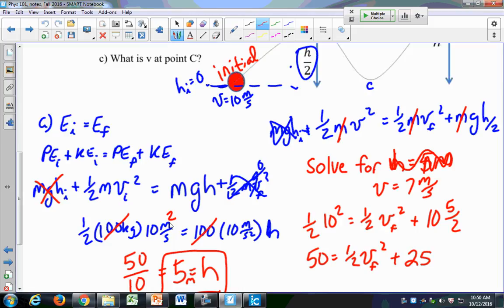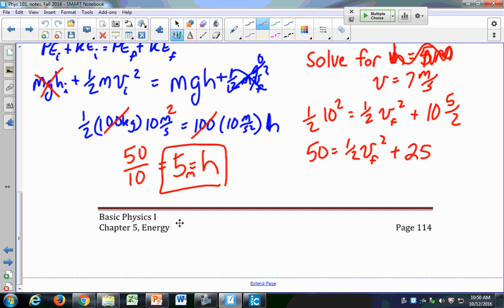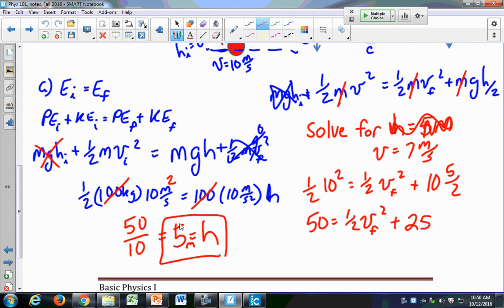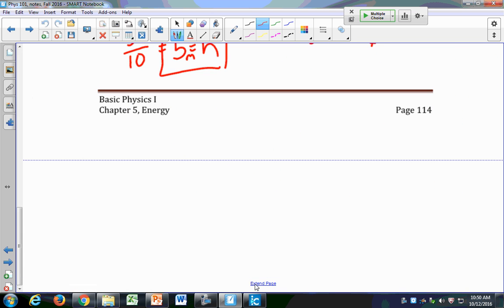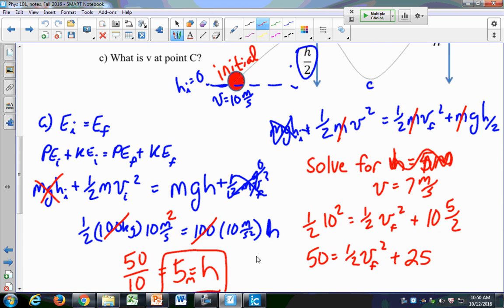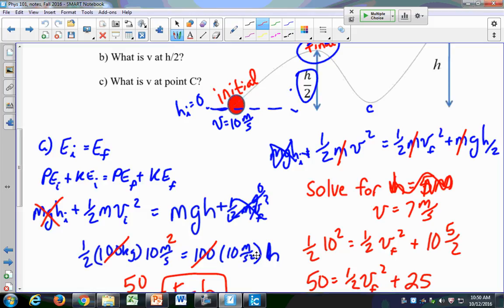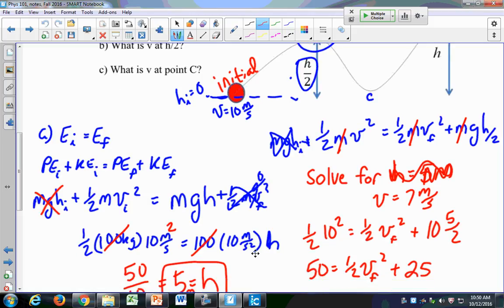There was a third part of this, which I don't think we've done yet. Is that right? Yeah, Alan? All the m's cancel here. Let's start the next part C, and I'll show you how the m's cancel. We'll work it through. Now, looking at part C, the mass will always cancel. Looking at part C, which is what is the speed at point C. Well, no, let me go ahead and, Alan, let me address your question now.